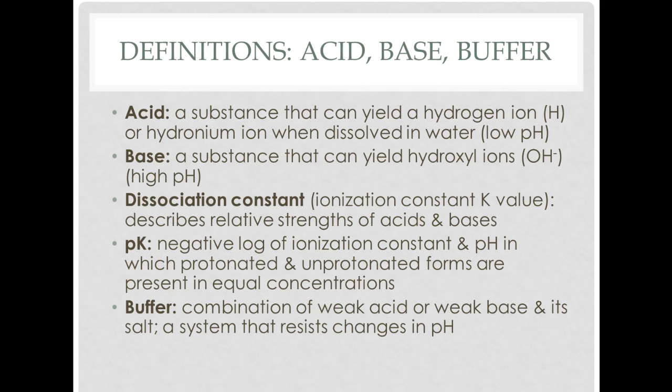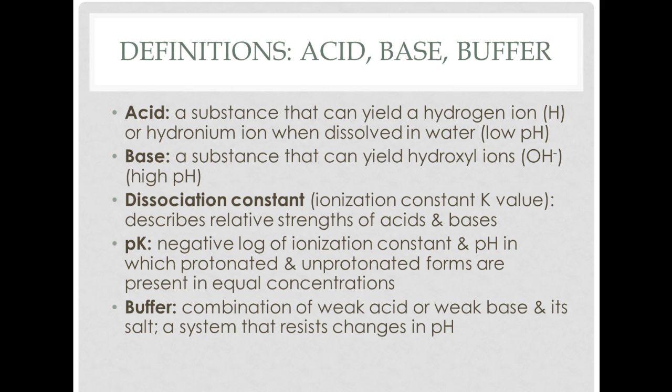We talk about dissociation constants, which is the ionization constant K value, which describes the relative strengths of acids and bases. You'll see pK in the Henderson-Hasselbalch equation, and that is the negative log of an ionization constant and pH in which protonated and unprotonated forms are present in equal concentrations.